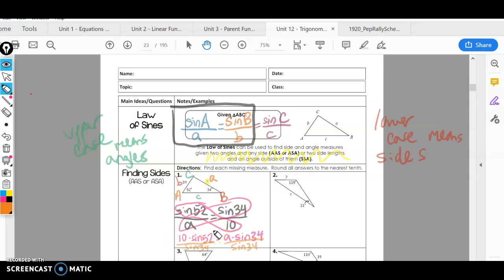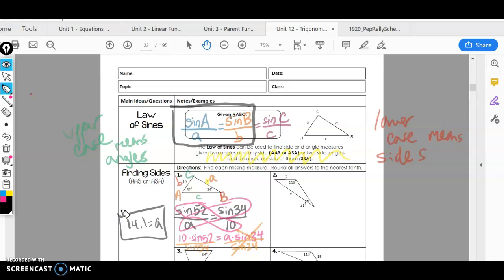So in our calculator, we're going to type in 10 times sine 52, then divided by sine 34. Make sure you're in degree mode. And that's going to equal our a. Let's see what that is. Should come out to be about 14.1 is your side a.